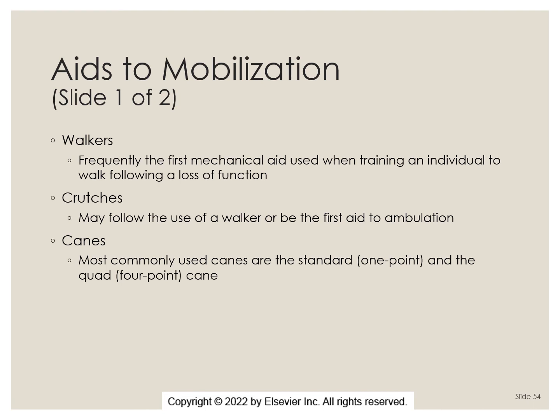The height is correct if the person's elbow is bent at a 15 to 30-degree angle while standing upright and grasping the hand grips. Depending on the person and the need for assistance with ambulation, the use of crutches can follow the use of a walker or be the first aid to ambulation. Axillary crutches are commonly used for short-term needs. They're adjustable to a variety of heights and are relatively easy to use, but they do present one real danger.